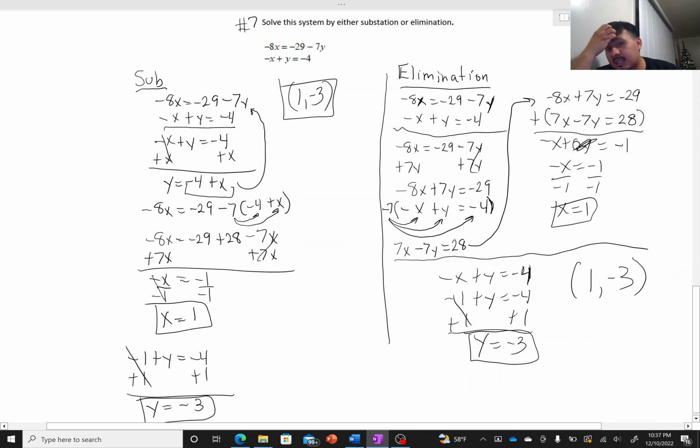There you have it, guys. This was number 7. Solve with elimination and substitution at the same time. Pick whichever one is your favorite. Use that one for the final and then stick with it, okay?